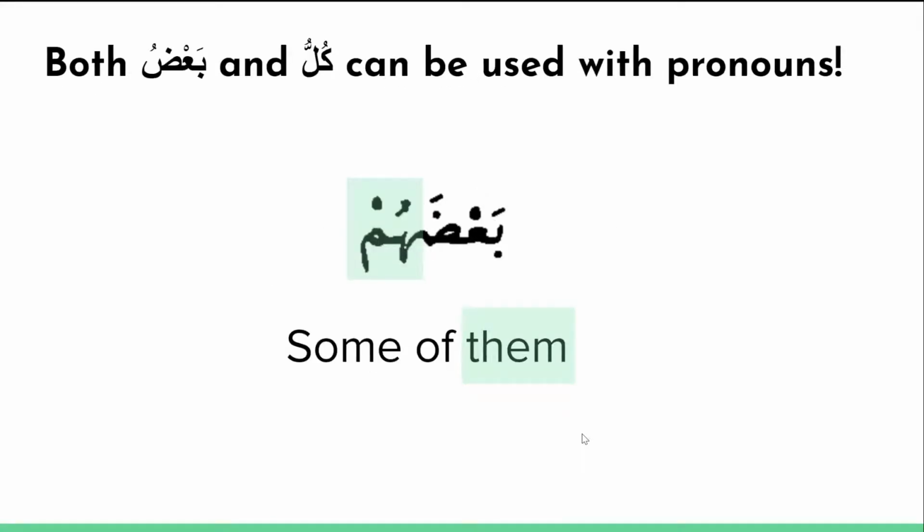And this example also shows you that ba'd and kull can both be used with pronoun suffixes as well. So ba'dahum, some of them. If I put a different suffix, I'll get a different meaning. So ba'dakum, some of you. And so on.